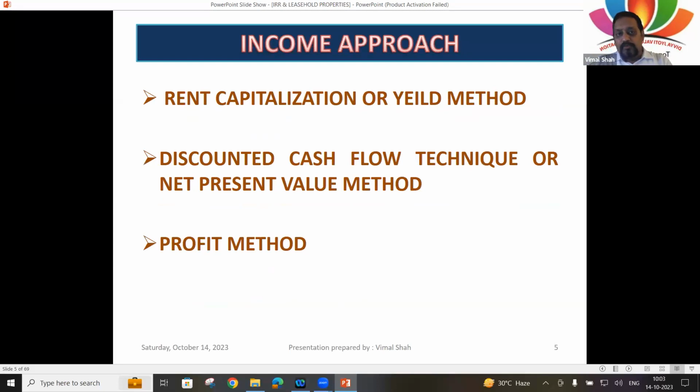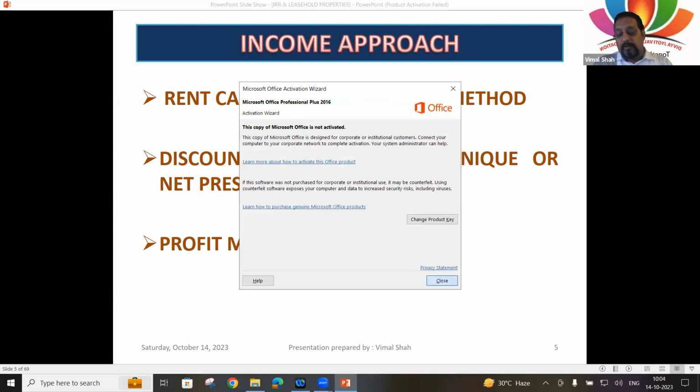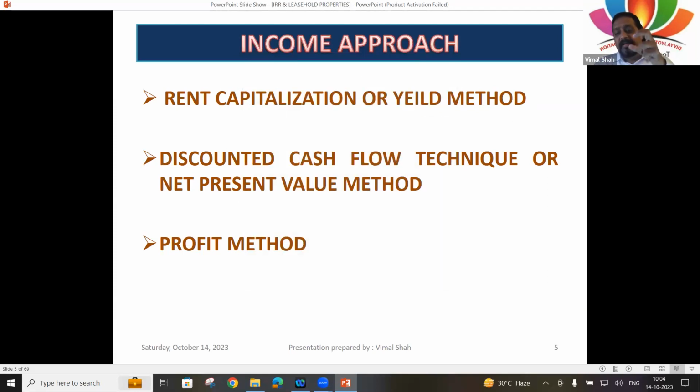Now, in the income approach to valuation, basically there are three methods of valuation. One is the rent capitalization or the yield method. In this rent capitalization, what we do? We capitalize whatever rental value we get, the net rent, and we arrive at the value of the properties. So we are using the net rent to capitalize and get the value.